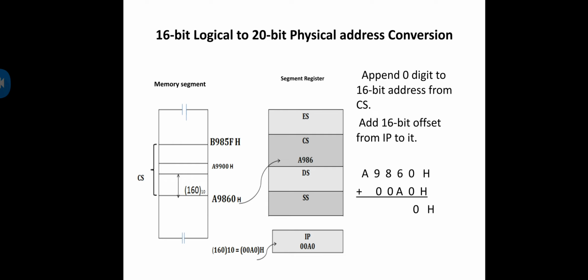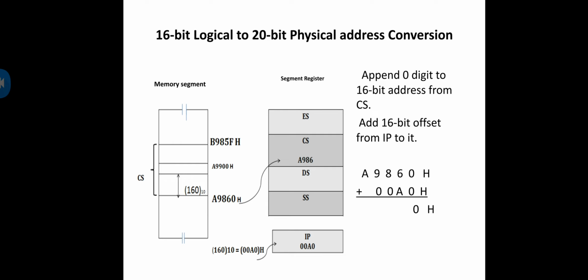Now we will see what the steps involved in conversion are. The first step is to append a 0 digit to the 16-bit address from the code segment register. The code segment register contains A986. By appending 0, the 16-bit address becomes 20 bits in length, because appending one 0 digit equals appending 4 zeros in binary. The second step is to add the 16-bit offset address from the instruction pointer to it. This addition we have to perform in hexadecimal.